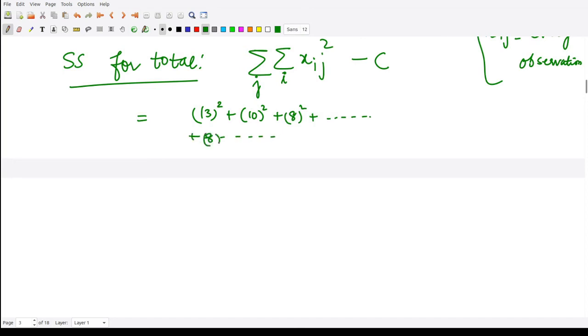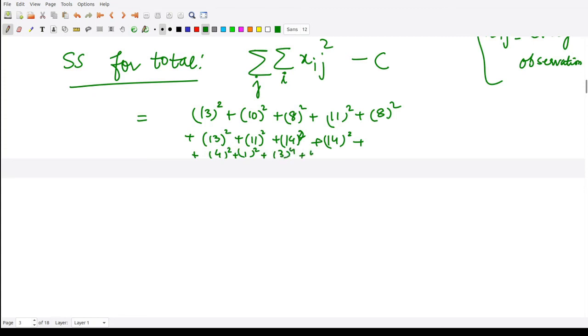For the second formula it would be 8 square plus 13 square plus... let me write down everything. So we have 13 square plus 10 square plus 8 square plus 11 square plus 8 square. This is for the first formula. For the second formula we have 13 square plus 11 square plus 14 square plus 14 square plus, for the third formula we have 4 square plus 1 square plus 3 square plus 4 square plus 2 square plus 4 square, and minus C.